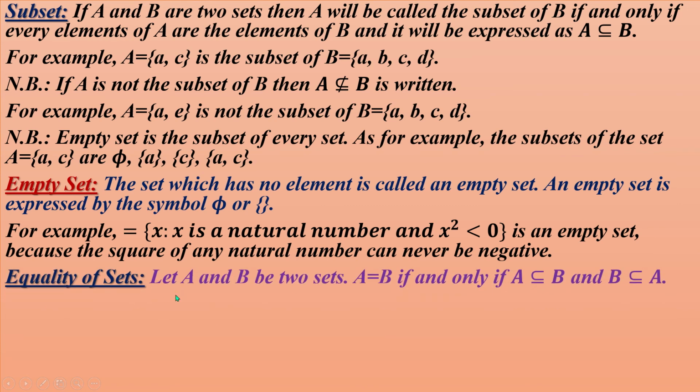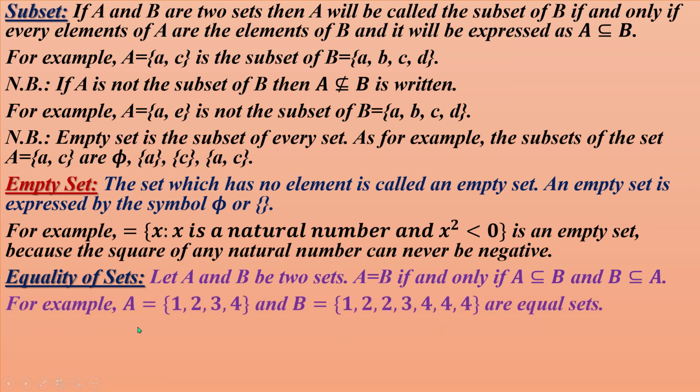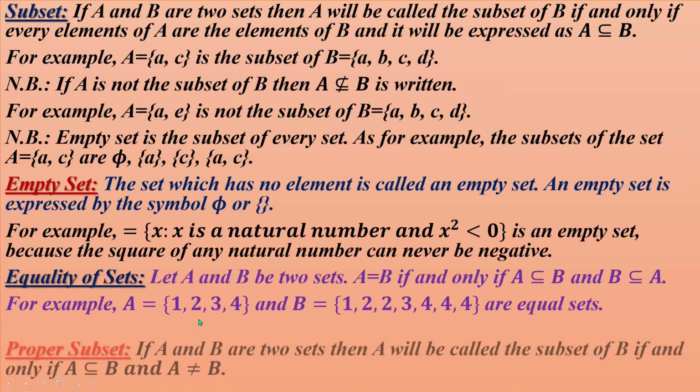Equality of sets. If A and B are two sets, then A equals B if and only if A is a subset of B and also B is a subset of A. Then we can say A and B are equal. That means the elements of A and the elements of B are the same. A equals 1, 2, 3, 4. Also B is equal to 1, 2, 2, 3, 4, 4, 4. There is no repetition in a set, so this is equal to 1, 2, 3, 4. So this and this are the same, so A and B are equal.